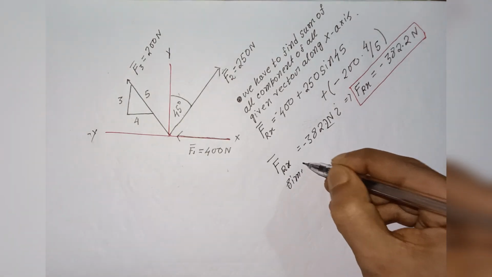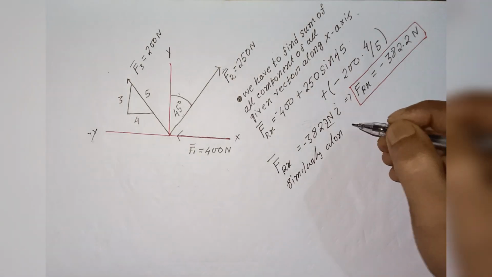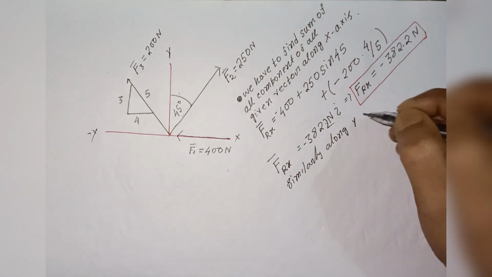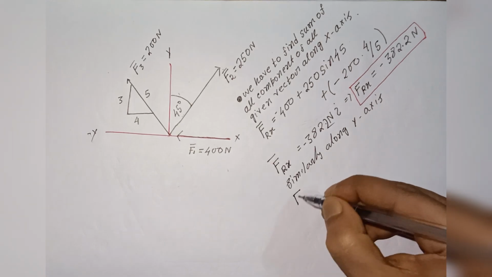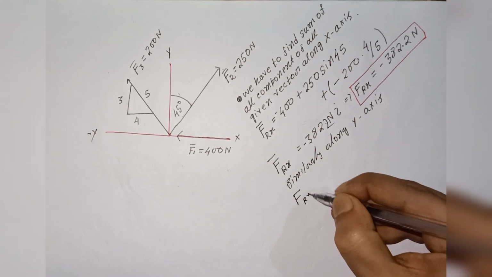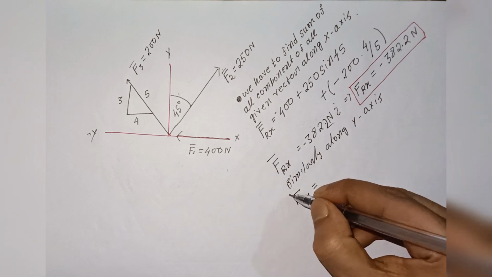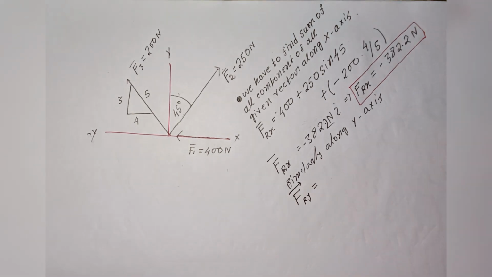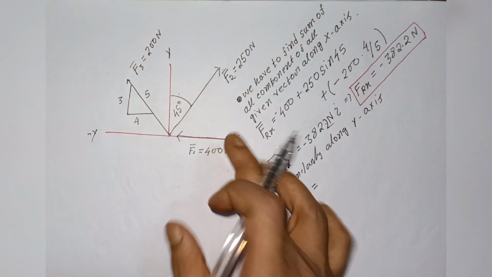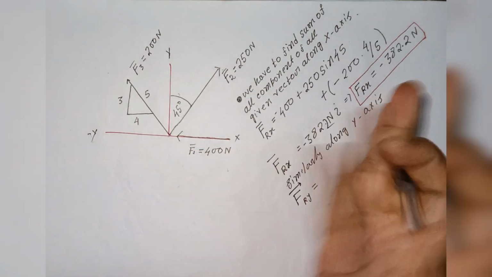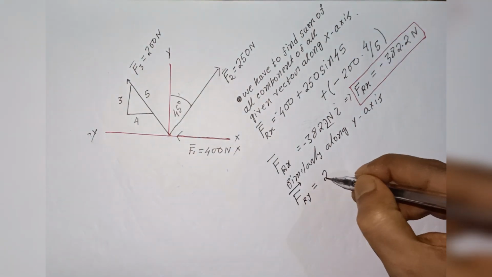F1 force is straight on the x-axis, so there is no y component from F1 force. For the F2 force, theta is attached with the y-axis, so we attach cosine. The component of F2 on the y-axis is F2 cos 45.